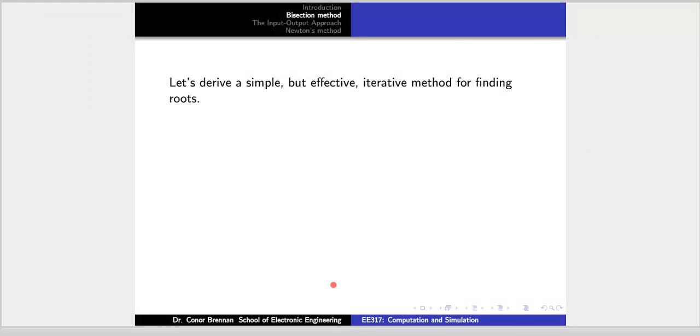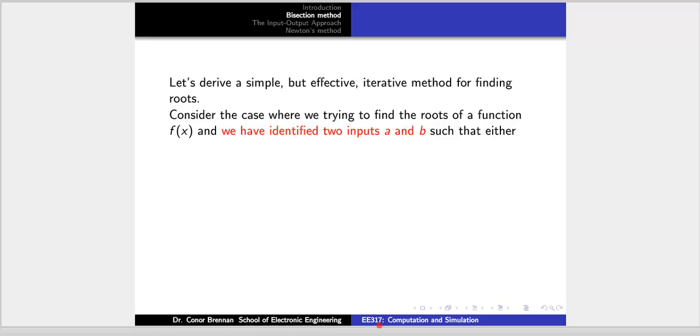Okay, let's keep on going. So the first thing we're going to do is derive a really simple but effective way of finding roots. A really simple way that everybody can do. Your granny could do this. Your granny can understand this.